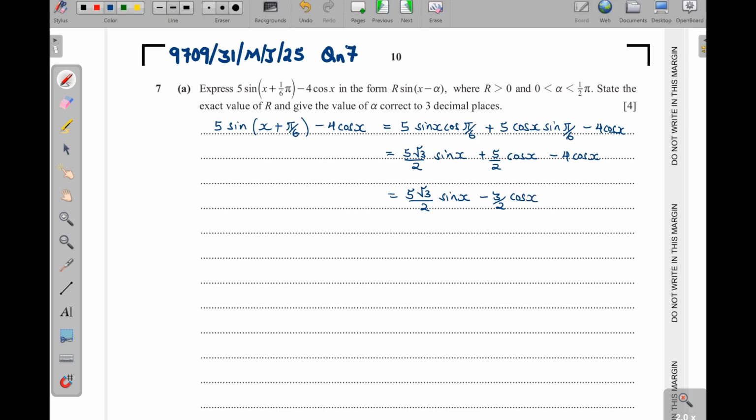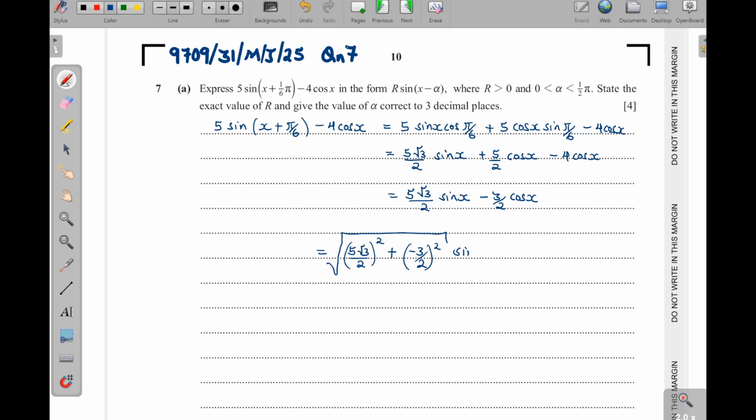Okay, now this one here, I've always told you, you don't need to waste time by expanding these and then equating the coefficients. All you need to do is to get the coefficient of sine of x here, which is 5 root of 3 over 2. You square it, then plus, this is minus 3 over 2, the coefficient of cosine. You also square it, then under the square root. This one will give us the value of r.